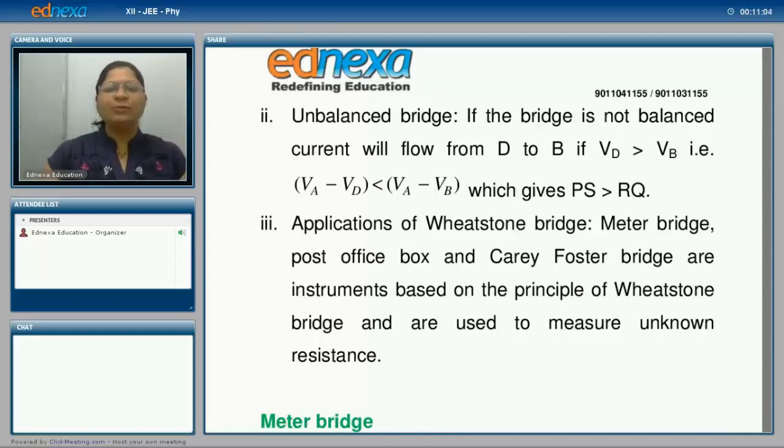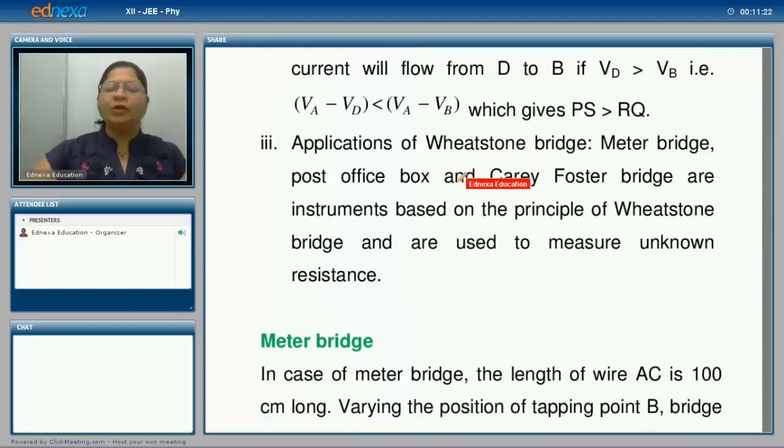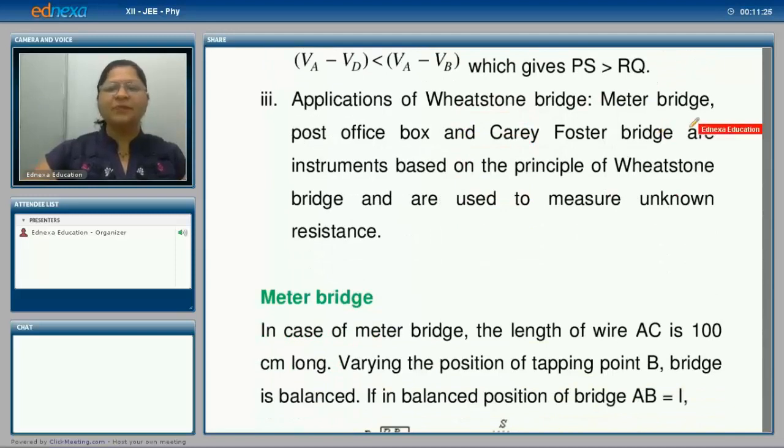If the bridge is not balanced, the current will flow from D to B if Vd is greater than Vb, that is Va minus Vd is less than Va minus Vb, and this gives us P into S greater than R into Q. Now what are the applications of Wheatstone's bridge? Meter bridge, post office box, and Carey Foster bridge are instruments based on the principle of Wheatstone bridge, and they are used to measure unknown resistance.